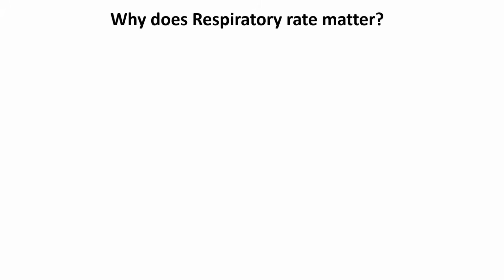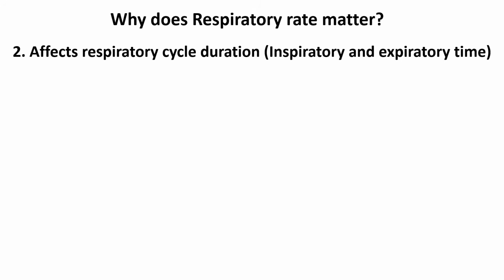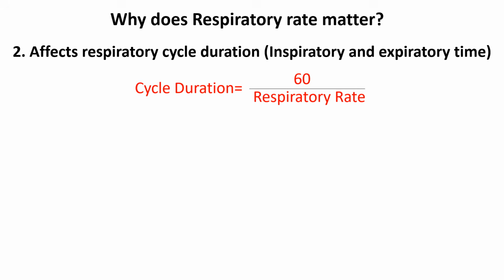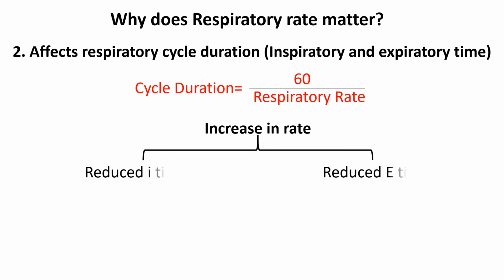Respiratory rate also determines the timing of each breath, affecting inspiratory and expiratory durations. A higher respiratory rate shortens both inspiratory time and expiratory time, as the total duration of each breath must fit within a shorter overall time frame.